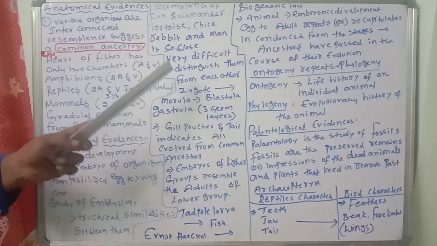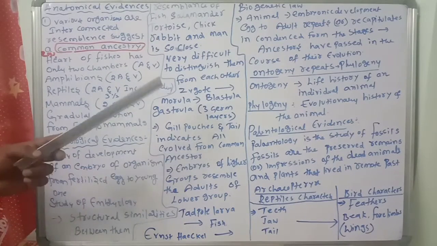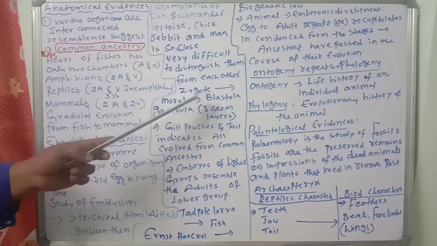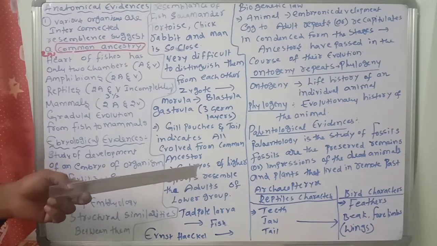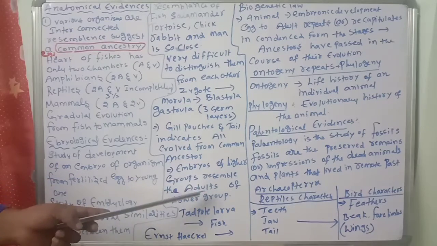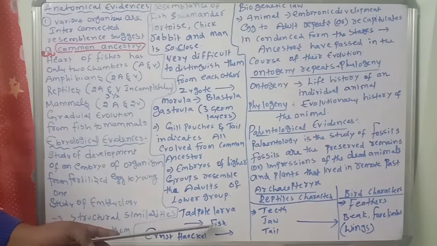The gill pouches and tails indicate that all evolved from common ancestors. Zygote, morula, blastula, gastrula, these are common in all. So embryos of higher groups resemble the adults of lower groups. The tadpole larva is of a higher group, fish is a lower group, adult. So the embryo of the higher group resembles the adult of the lower group.